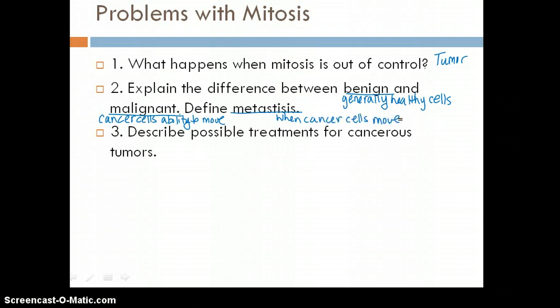Possible treatments for cancerous tumors: surgery, radiation, and chemotherapy.